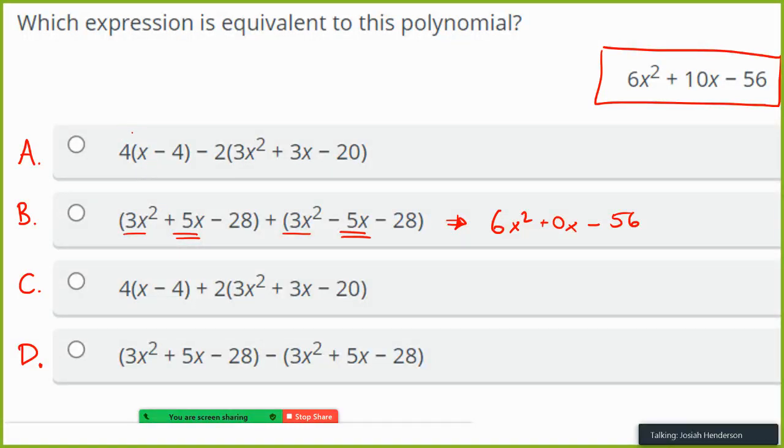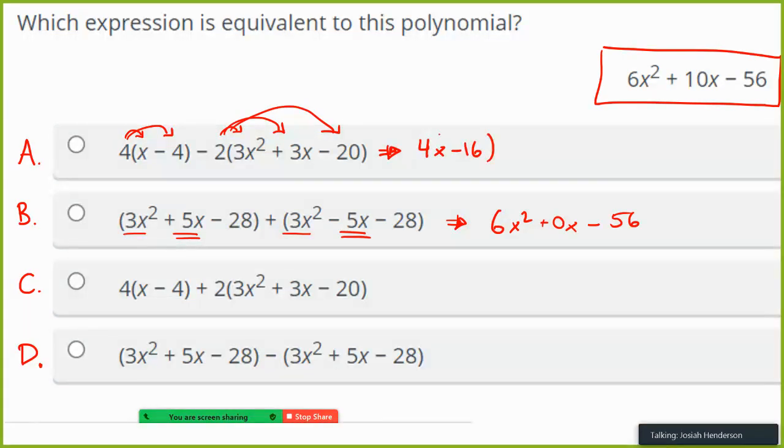What I see is, okay, I've got 4 times the parentheses, so I'm going to start by multiplying that in. And we've got minus 2 times another parentheses. So really, folks, let's multiply that 2 in as well. And then we'll regroup and see what we've got. 4 times x and 4 times negative 4.